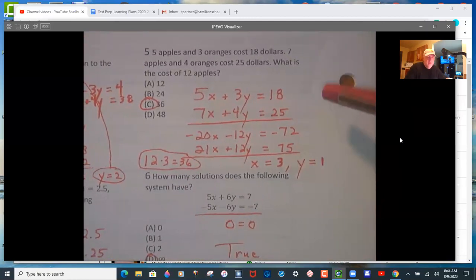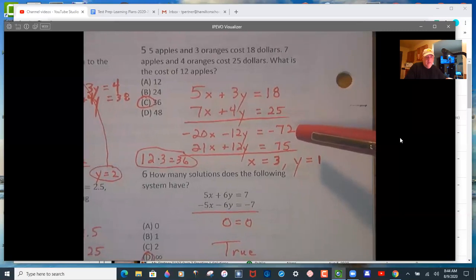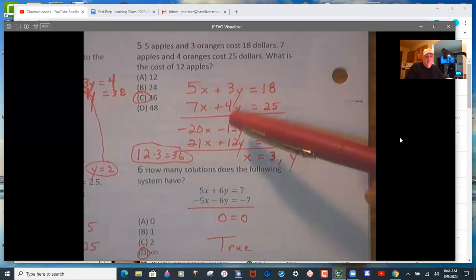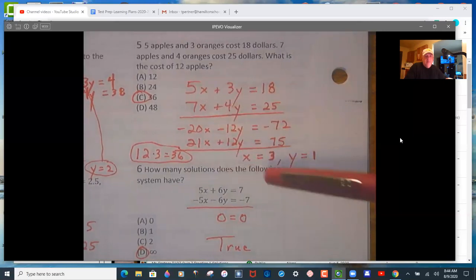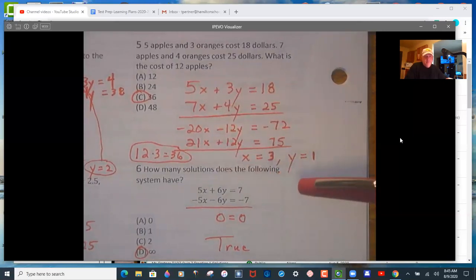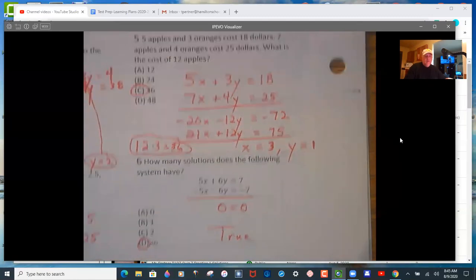Problem 5. So here we go, a system of equations. No calculator, so that means a little bit of work. I chose to eliminate the y's by multiplying the top by -4 and the bottom by 3. Do that carefully, all the way left to right, add them, and you end up with x equals 3. And then we want the cost of 12 apples. Apples is x, the number of them. So 12 times 3, 36. You did not need the y equals 1.